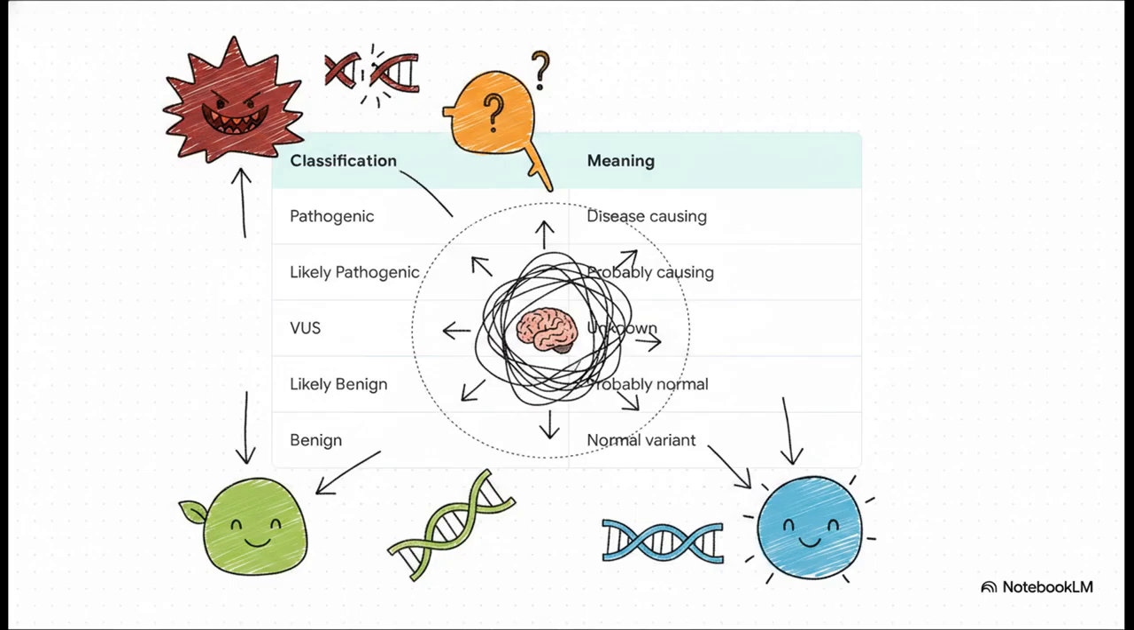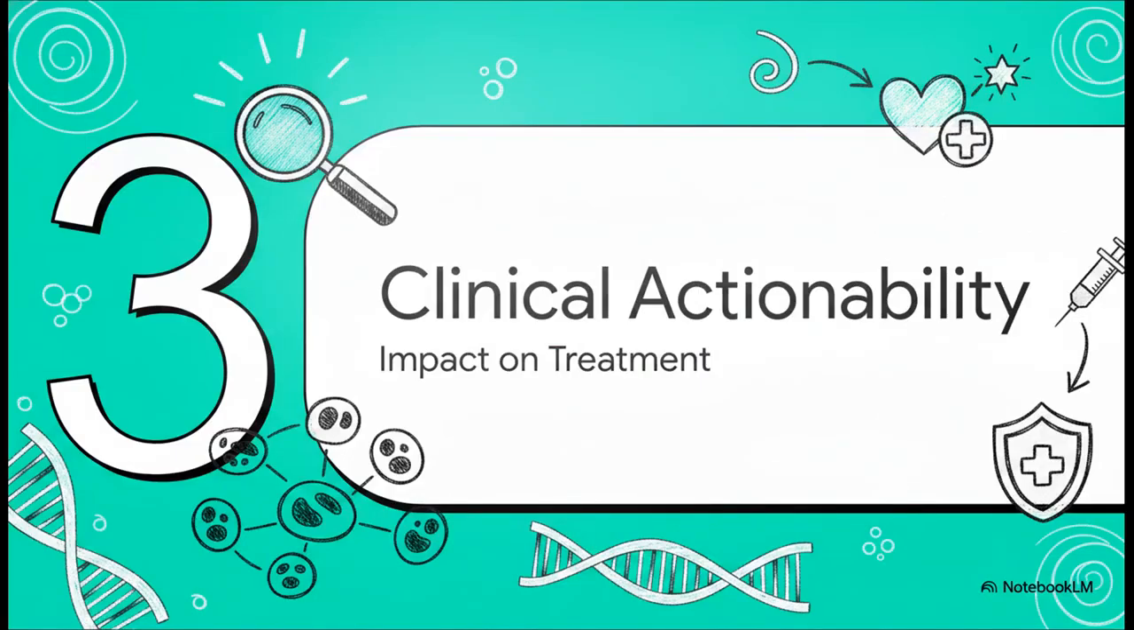But the trickiest one sits right in the middle. VUS, or variant of uncertain significance. A VUS is kind of like having a super blurry CCTV photo of your suspect. You know something is there, but the evidence just isn't strong enough to make an arrest, or change a patient's treatment. Which brings us to step 3, clinical actionability.